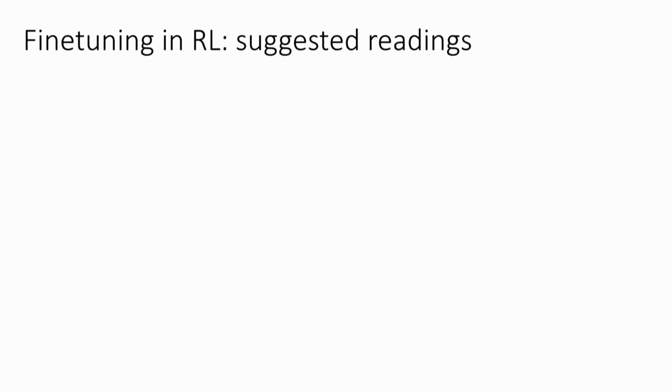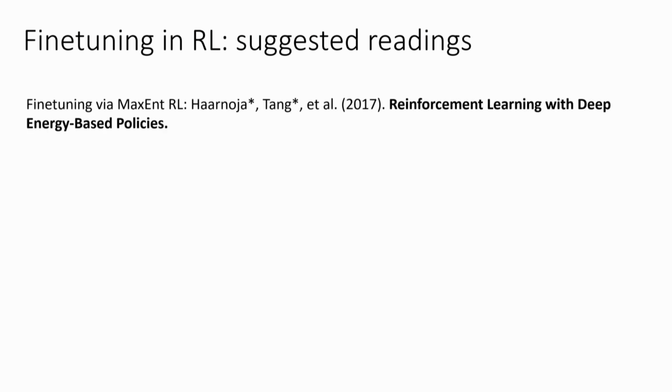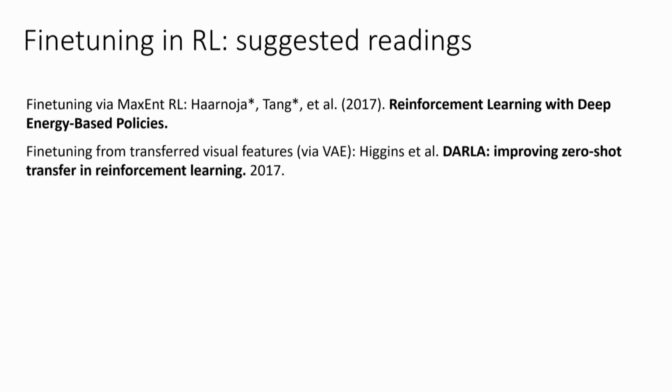So if you want to know more about fine-tuning in RL, here are a few potential references. So the maxent paper that I mentioned, that's this one by Harnoy and Tang. Another method that you could check out, so remember how I mentioned that when we transfer, we can transfer policies, Q functions, you can also transfer models, and you can also transfer features and representations. So this first one, the Harnoy and Tang paper, transfers policies and Q functions. This second paper by Higgins et al. actually transfers features trained from source domains using, in this case, a variational autoencoder.